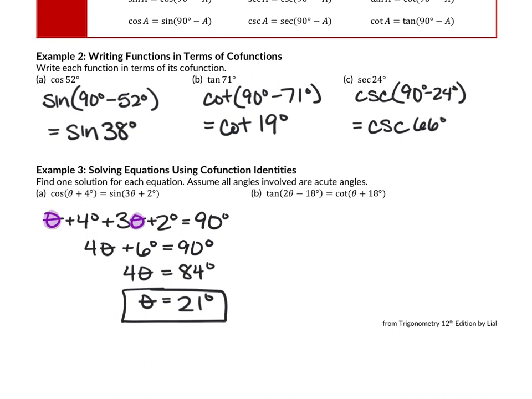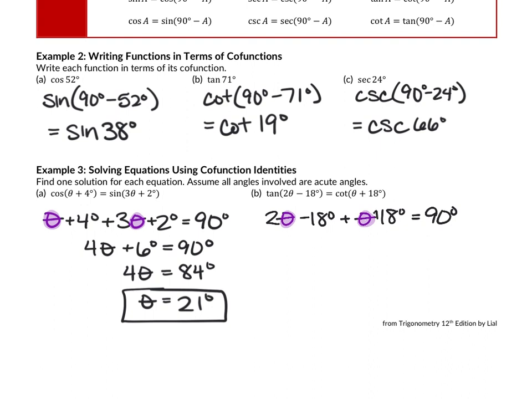Pause the video right now and attempt question B on your own just to make sure you understand how these functions are involved. Since tangent and cotangent are cofunctions, we know again that their angle measures must add up to 90 degrees. So I just take these angle measurements, add them together, and set them equal to 90. Remember, we are solving for theta here. That is an angle. I forgot my plus sign.